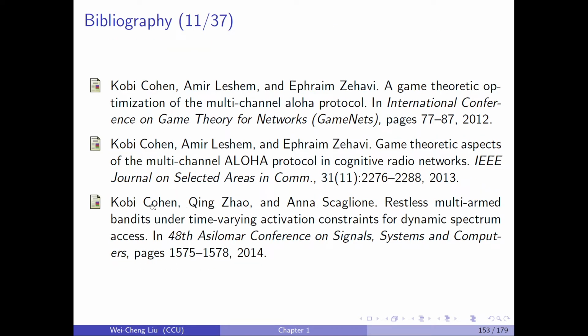This is Cohen et al. in 2014. It is a conference paper titled Restless Multi-Armed Bandits Under Time-Varying Activation Constraints for Dynamic Spectrum Access, in the 48th Asilomar Conference on Signals, Systems and Computers in 2014.